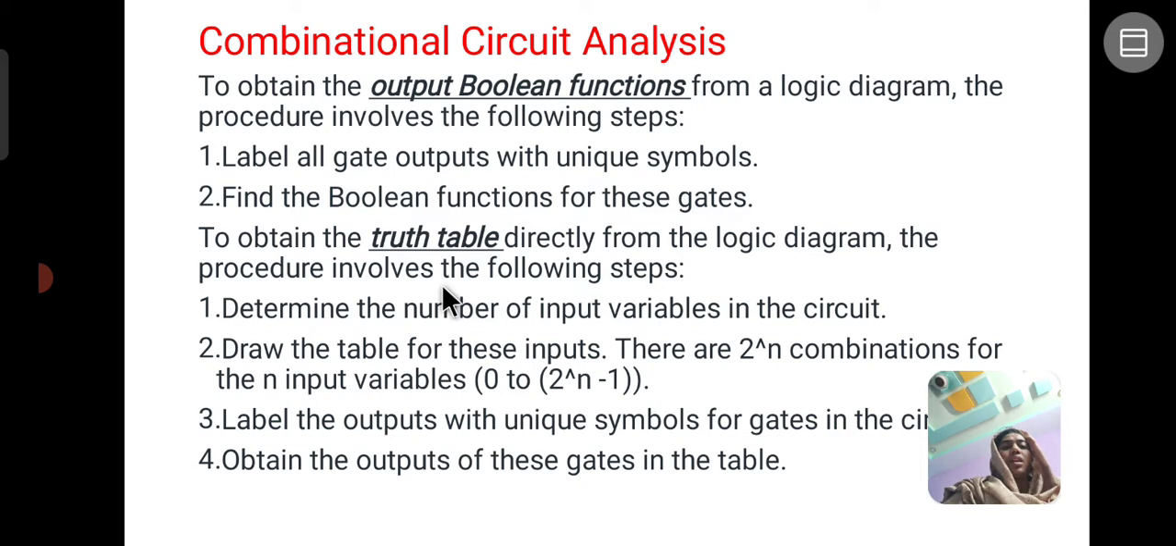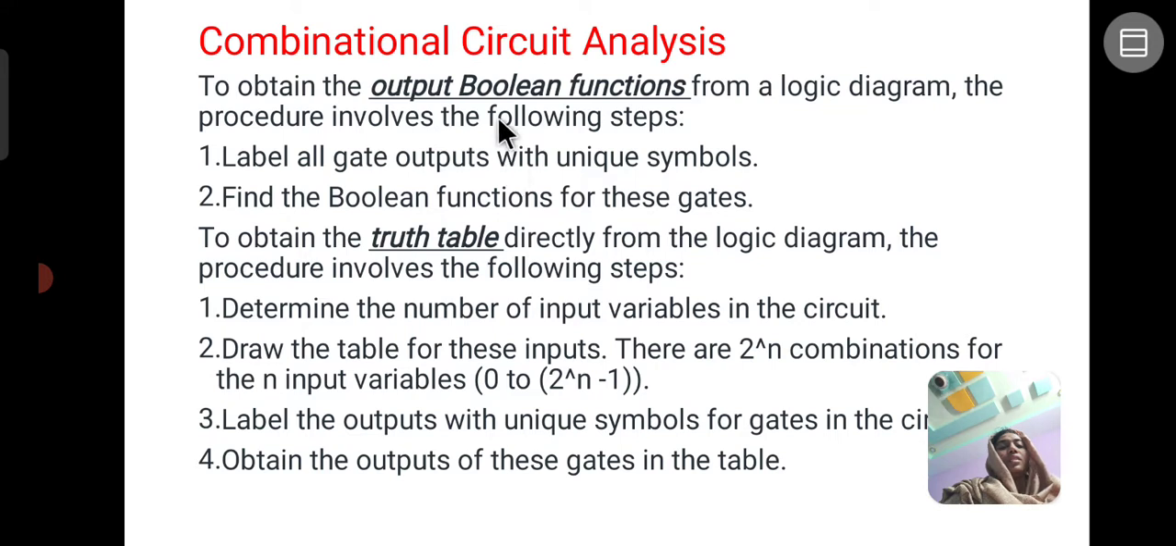In this class, I am going to explain about combinational circuit designs, Boolean algebra, and gate level minimization. To design or analyze any combinational circuit, we have to obtain the output Boolean functions from a logic diagram. The procedure involves the following steps.